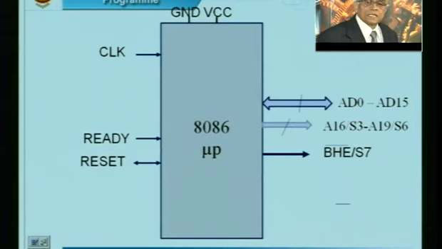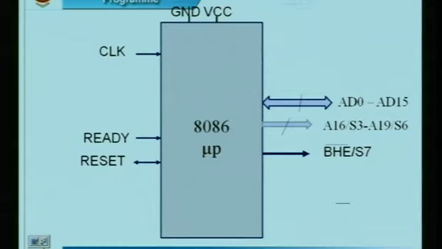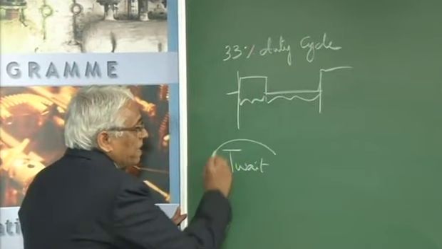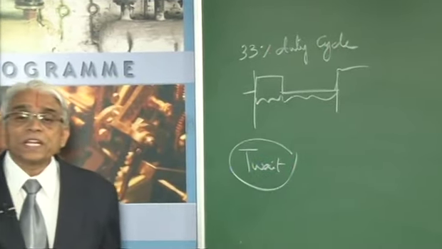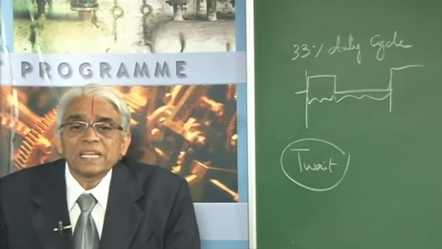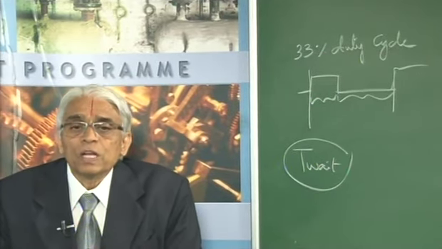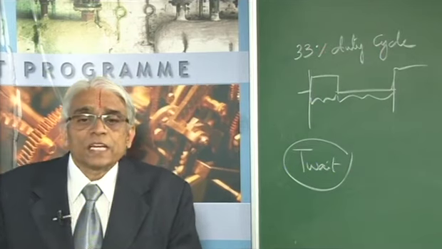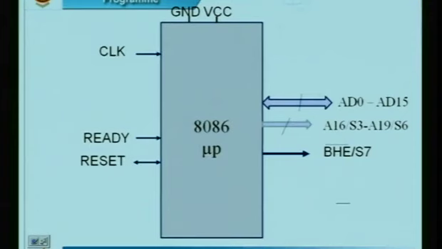Under such circumstances, the microprocessor goes into a state called as T wait state and will be monitoring the ready signal. As soon as the ready signal becomes high, stating that the device is ready, it comes out of the wait state and immediately executes the remaining states and continues the instruction.